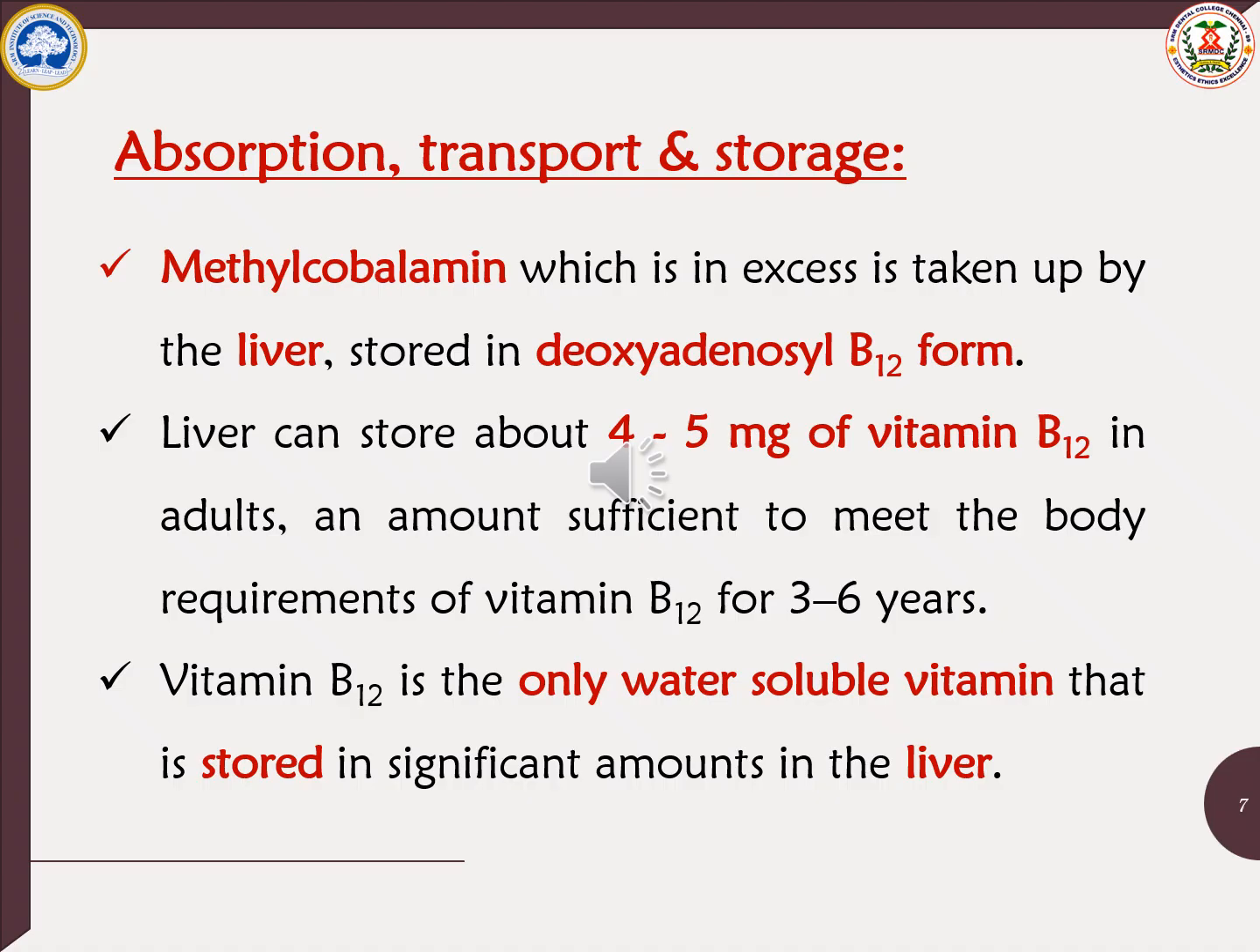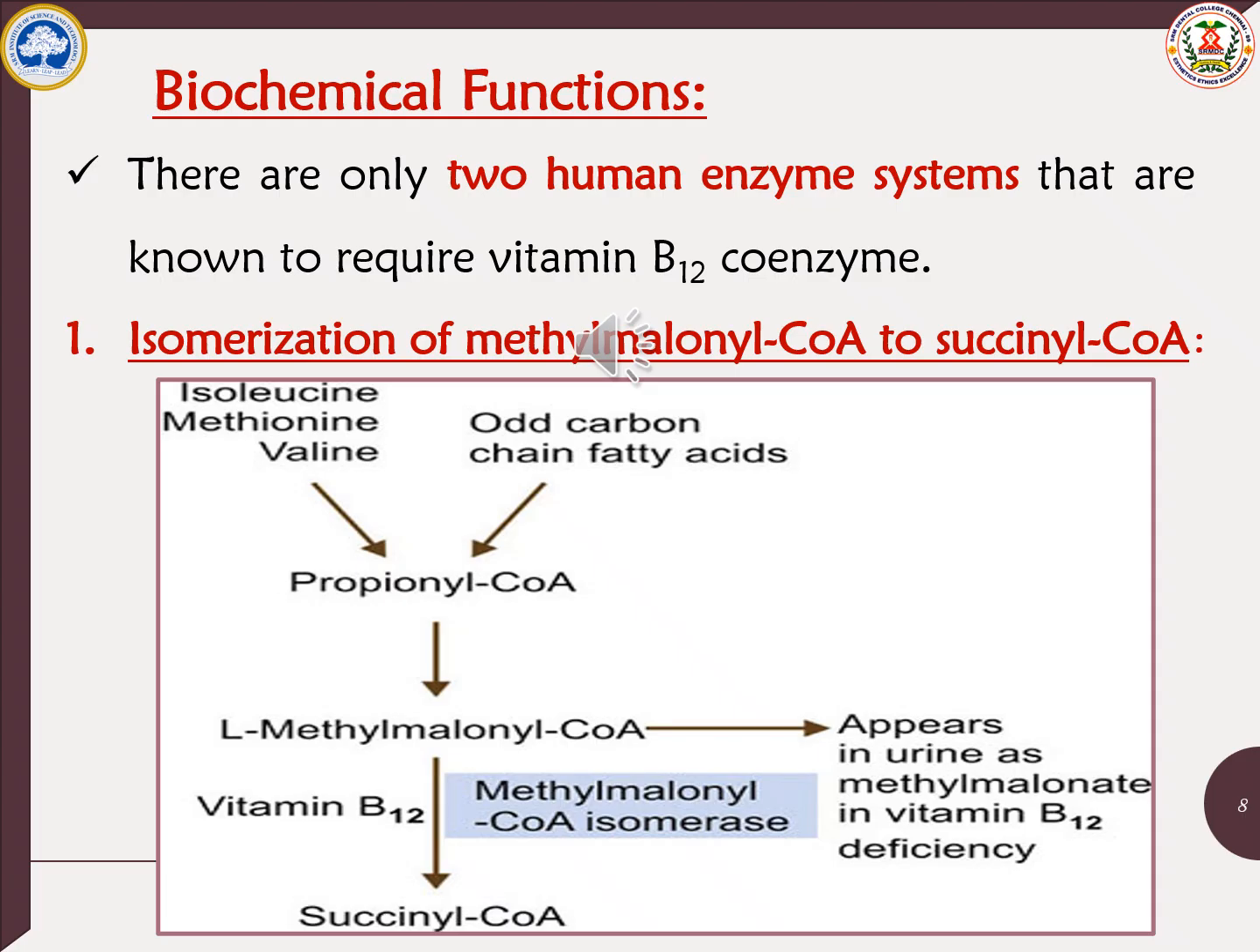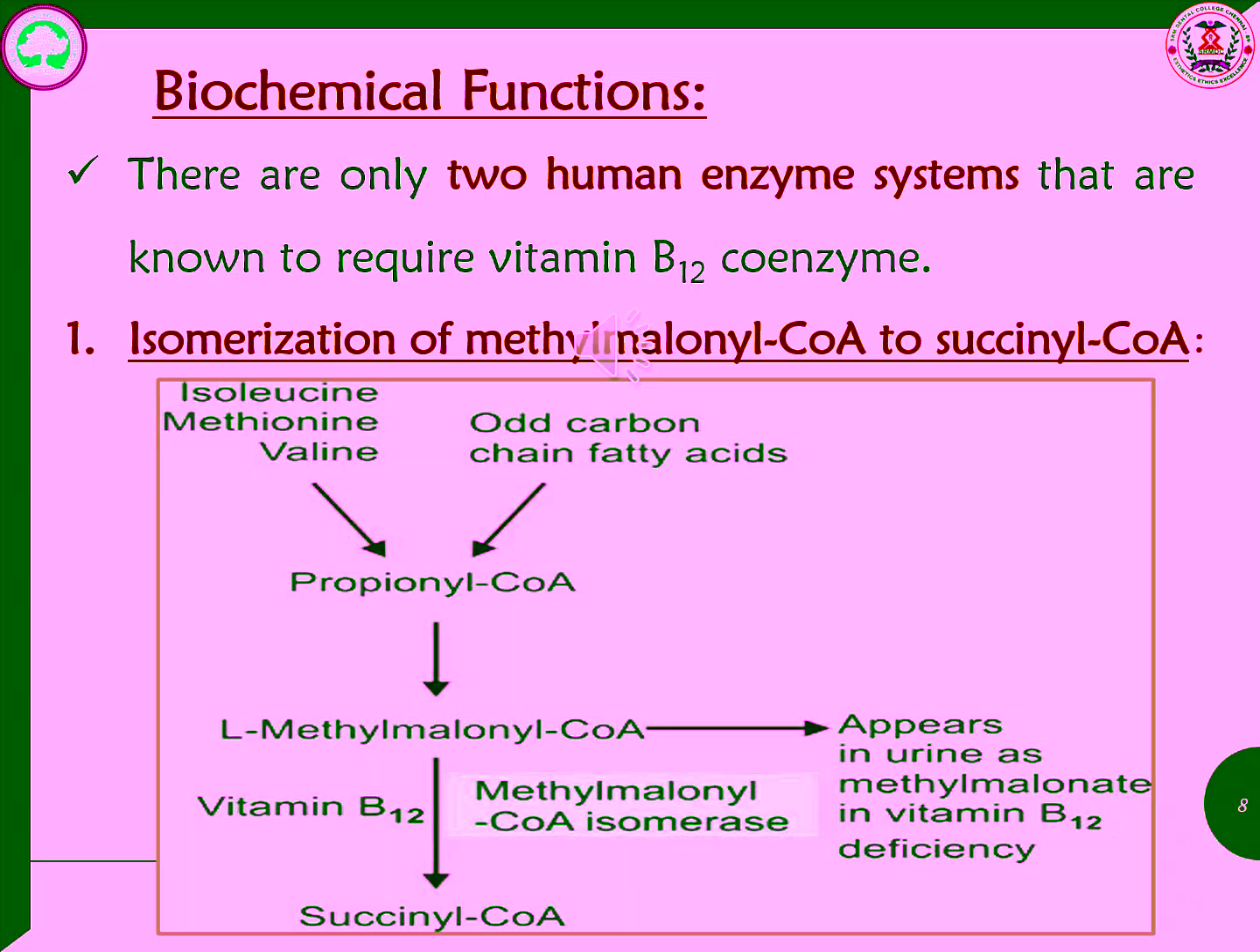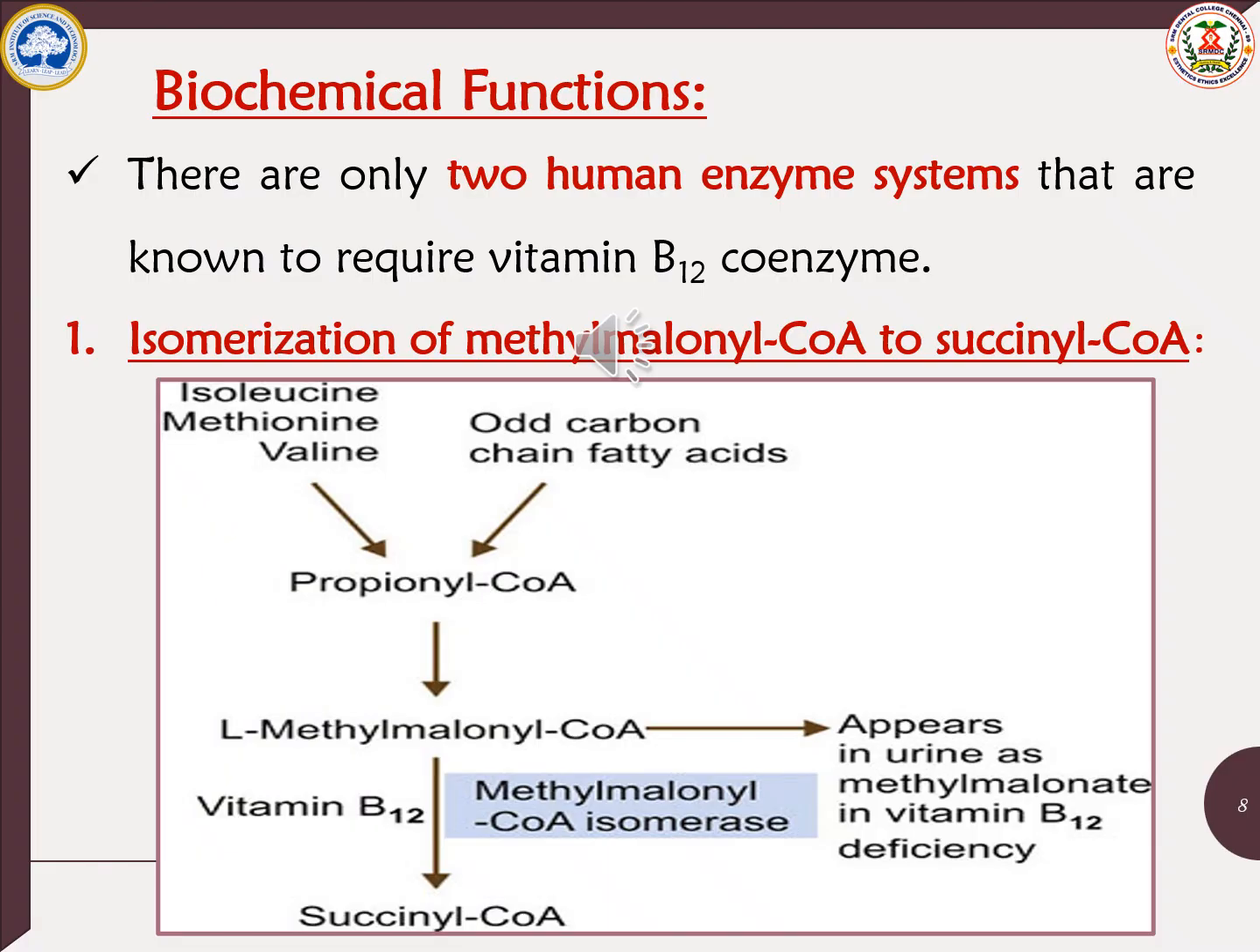When you come to the biochemical function of cobalamin, there are only two reactions in mammals that depend on vitamin B12. One is the isomerization of methylmalonyl CoA to succinyl CoA. The metabolism of amino acids such as leucine, methionine, valine, and odd chain fatty acids results in propionyl CoA. Propionyl CoA is converted into methylmalonyl CoA, where the biotin vitamin is involved in the carboxylation reaction. Then the methylmalonyl CoA is converted into succinyl CoA in the presence of vitamin B12. The enzyme involved is methylmalonyl CoA isomerase.